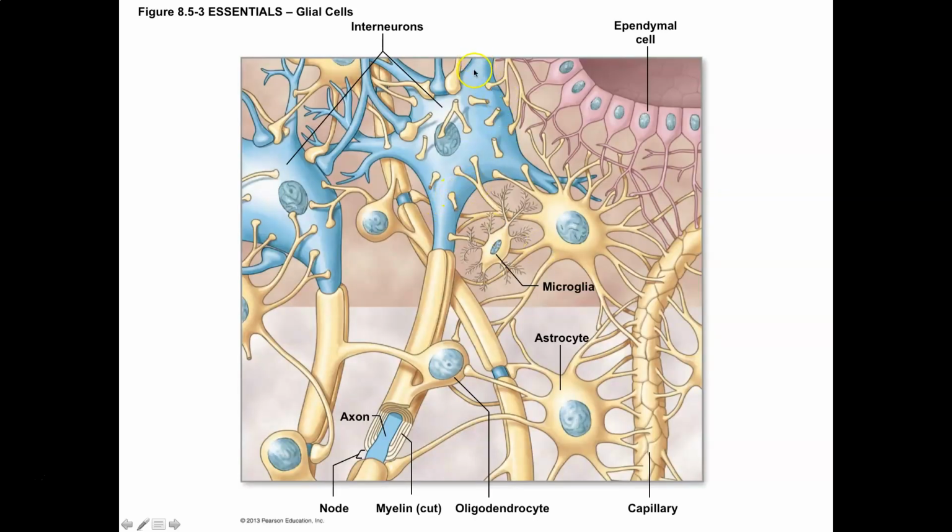So here's a nice diagram that shows you a neuron, and then we have associated glial cells, ependymal cells, microglial cells, astrocytes, oligodendrocytes, and so forth.